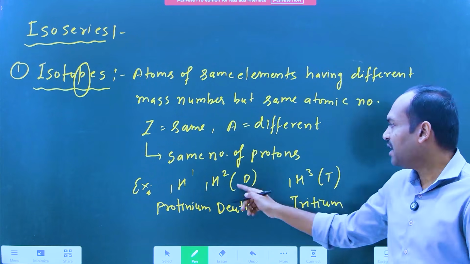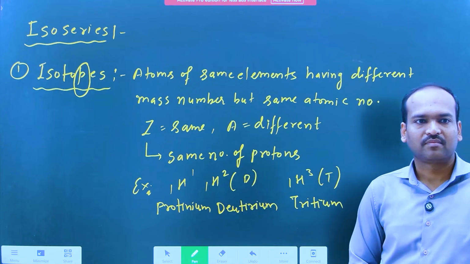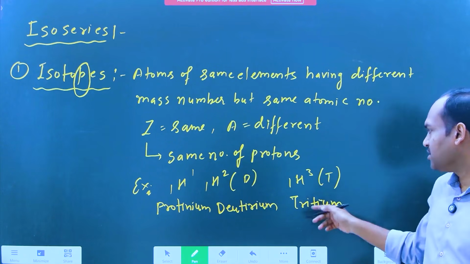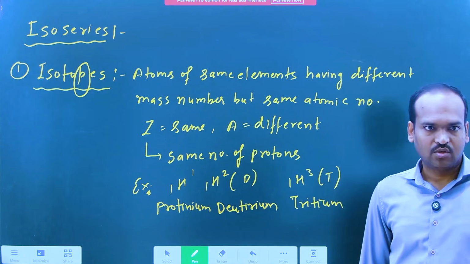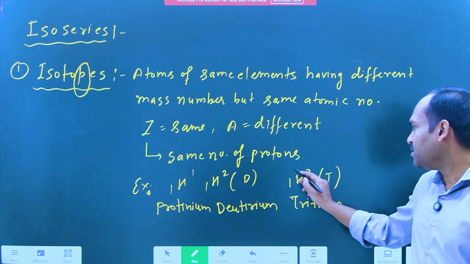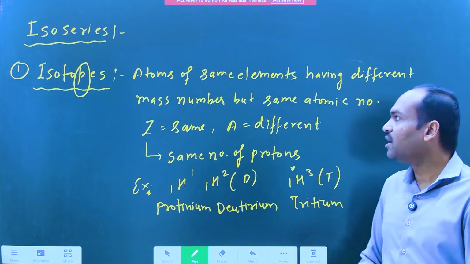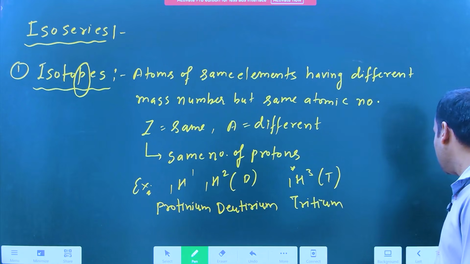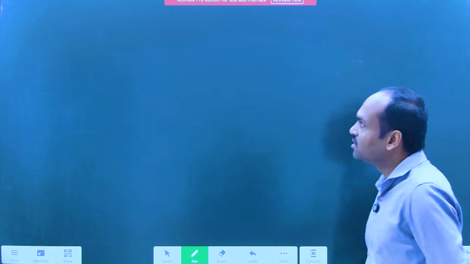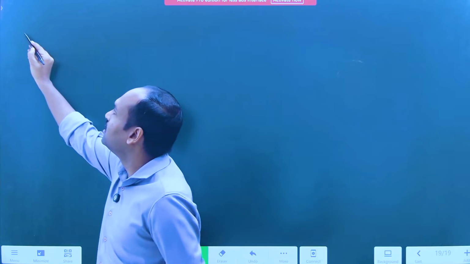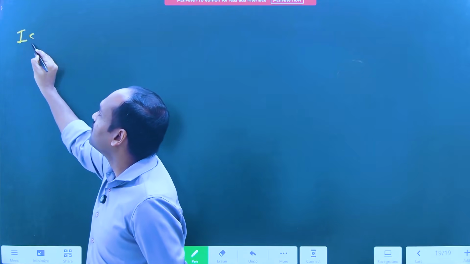1H2 has 1 neutron, and 1H3 has 2 neutrons. This isotopic form, tritium, is radioactive in nature. It has an unstable nucleus.